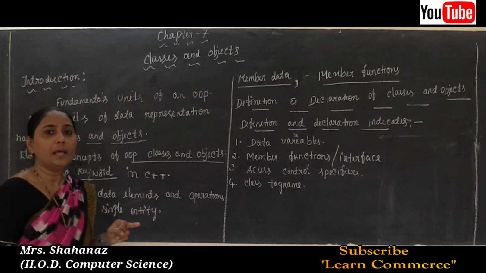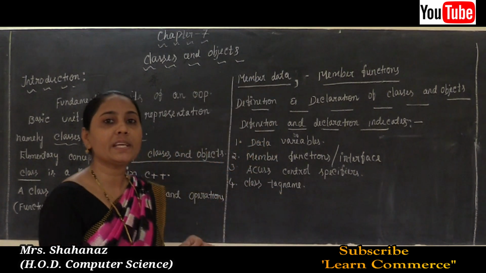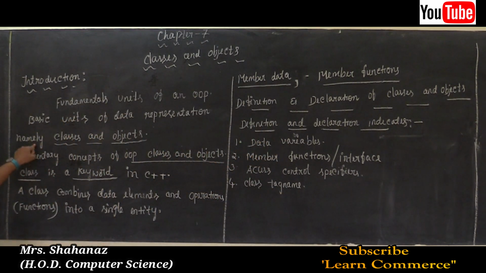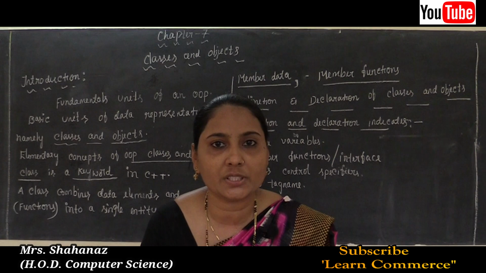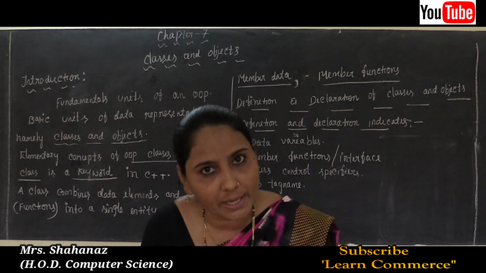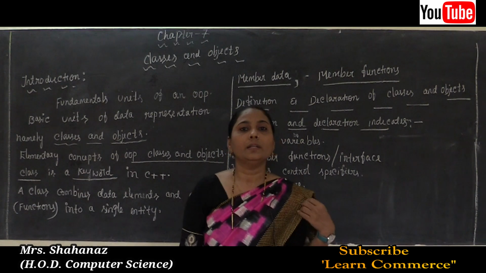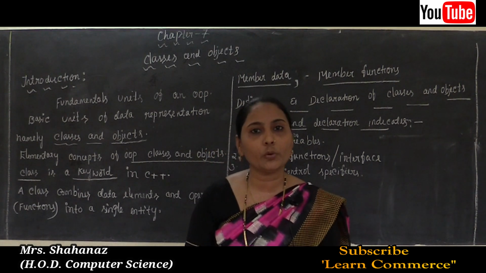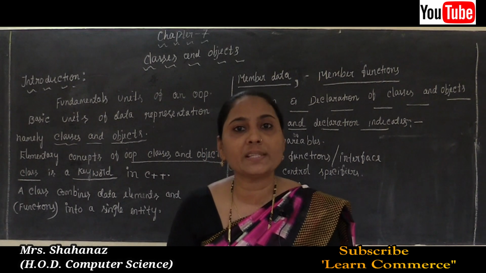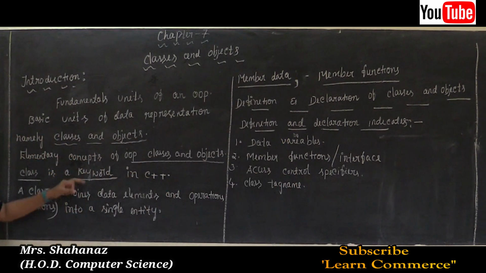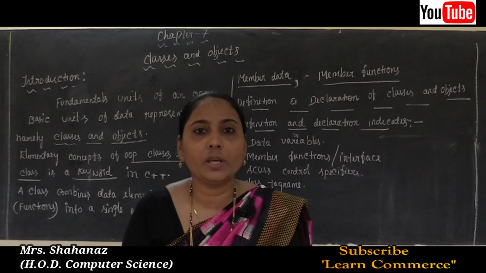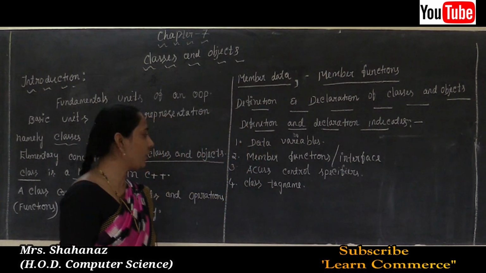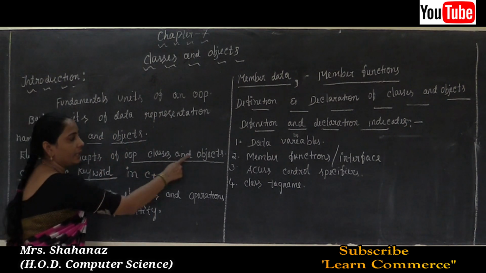Now in this chapter let us understand the basic units of data representation. What are the basic units of data representation? They are classes and objects. In simple words, for the development of any object oriented program we use the basic units, which are classes and objects. These are the elementary concepts of any object oriented programming, the classes and the objects.